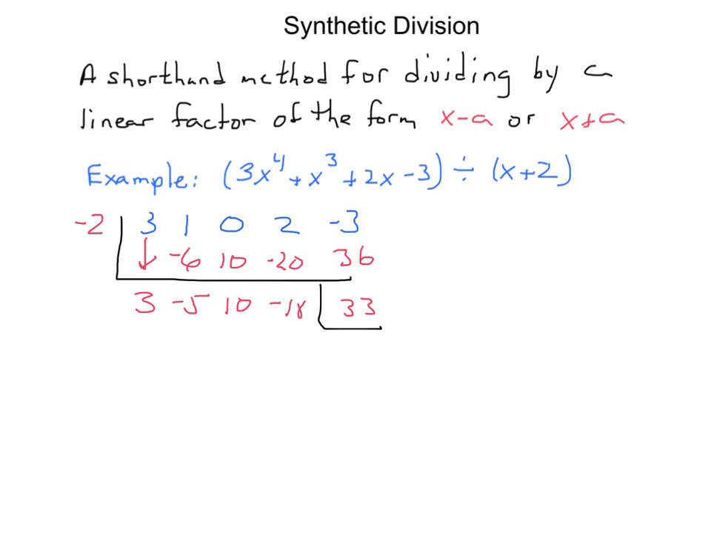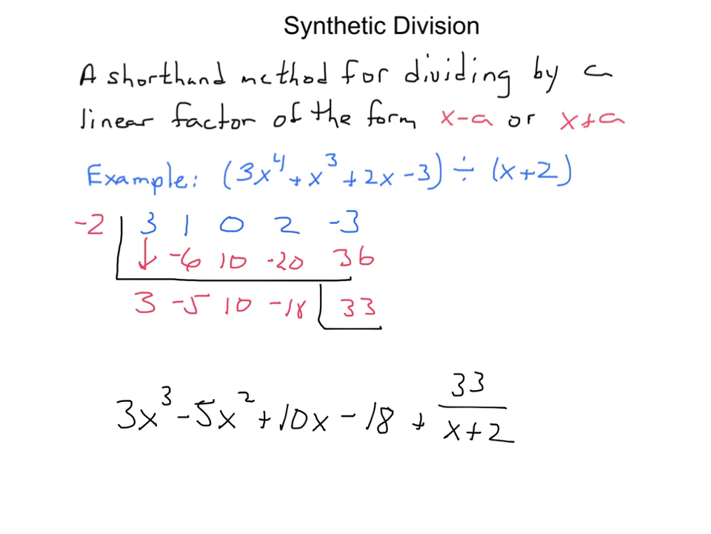Now, this last number at the end, that's our remainder. The numbers before it form the coefficients of the quotient. The quotient is always going to be 1 degree below what we started with. We started out with a 4th degree polynomial, so when we do synthetic division, this result is going to be 3rd degree. The answer is 3x cubed minus 5x squared plus 10x minus 18. The remainder is 33, so it's plus 33 over x plus 2. This is our quotient right here, and then we have our remainder right here, and it's always going to be over the x plus 2.